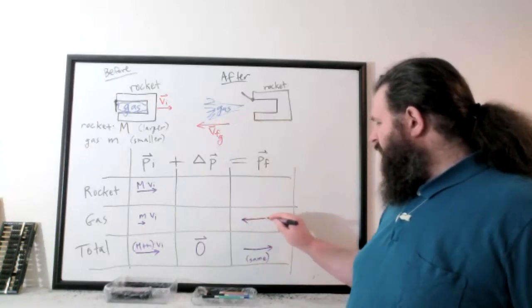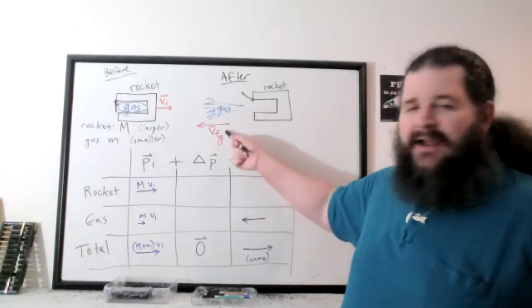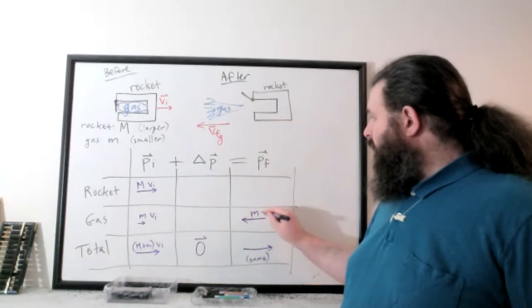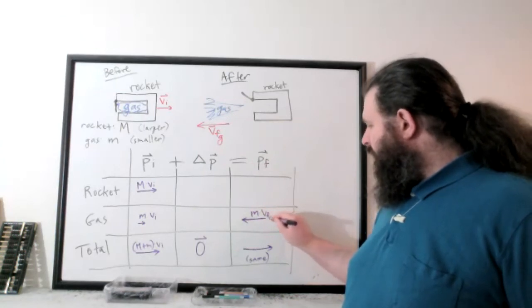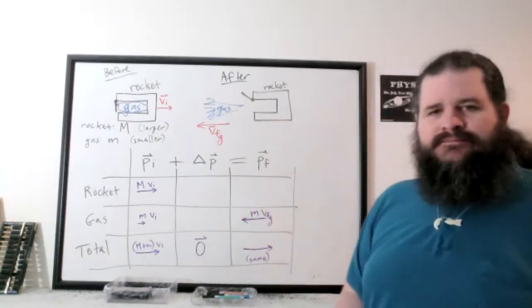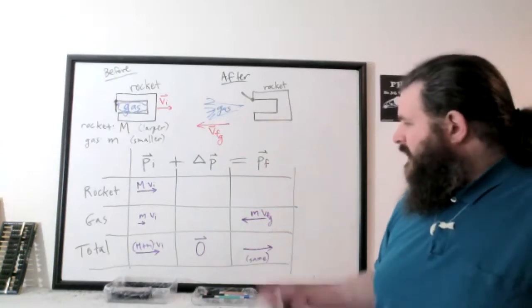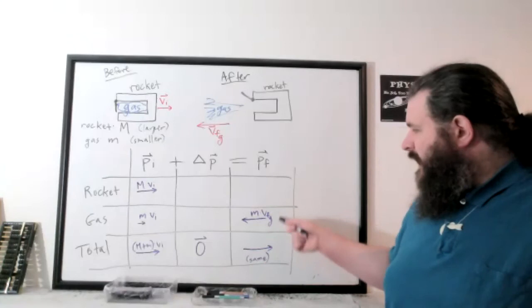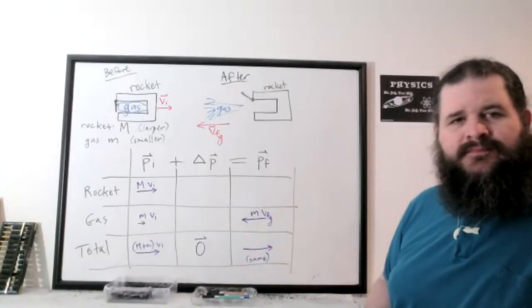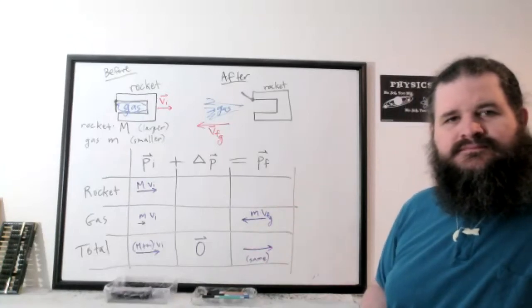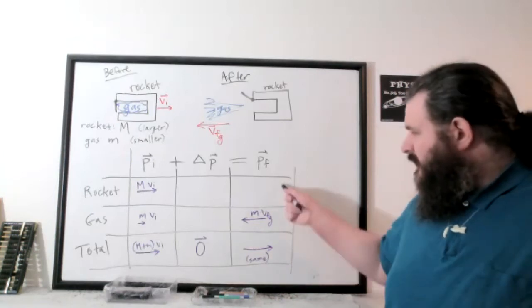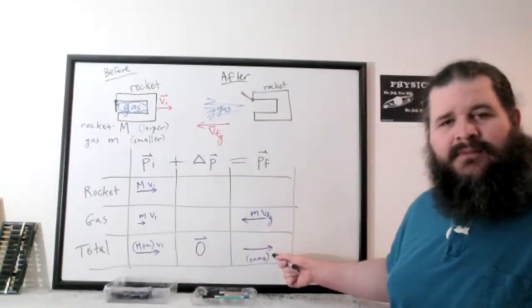The momentum itself might not be all that big because we're shooting it at a fast speed, but it's only a small amount of mass. So m times v final of the gas. But we can now figure out the final momentum of the rocket, because what do we know about these two values? They have to add up to P final total. Right, these have to add up to the final total momentum.